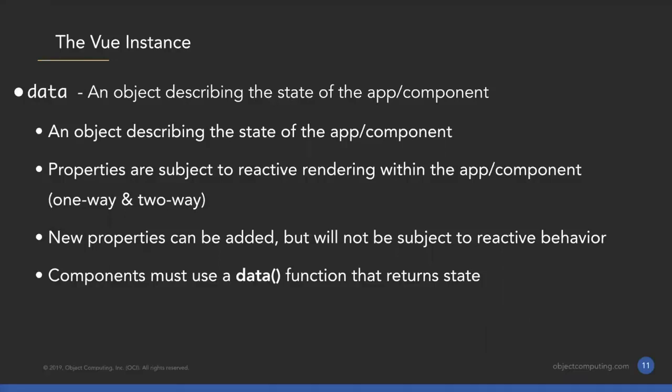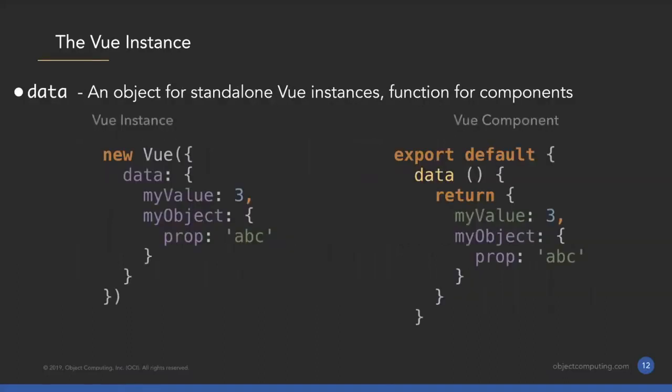And the last point to mention is that when you're creating a Vue component, you have to actually return your object from a data function. It's not simply an object. And this next slide will show you what I mean there. So on the left-hand side, we're creating a new Vue instance. Again, this is what you're more likely to do when you're creating your Vue app from scratch, or when you're creating the top-level component in your application. And you see there the data key has an object, which is the state for this Vue instance. We have my value, we have my object, which is an object which has a property itself.